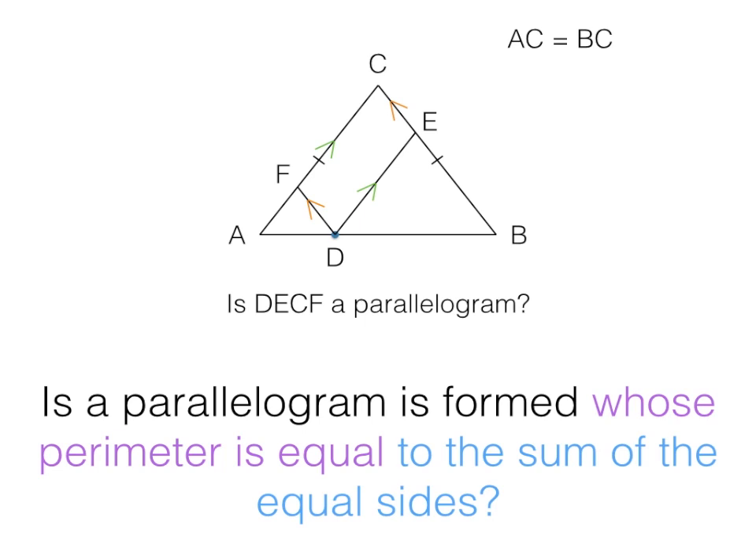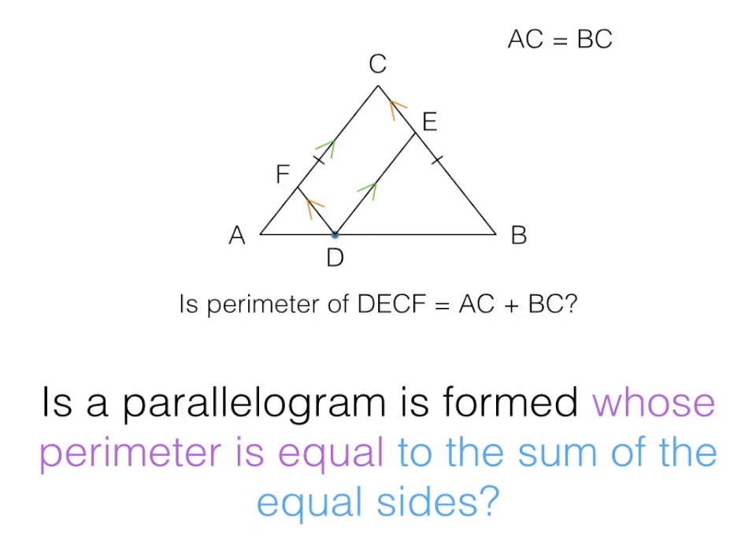Now, is the perimeter of it equal to the sum of the equal sides? And the equal sides are AC and BC. And the sum of those is AC plus, excuse me, AC plus BC. So we need to see if the perimeter is AC plus BC. Okay, hopefully that's clear. If not, just stop it and think about it. And now I'm not going to go through the proof. I just wanted to analyze this so we know what to do.